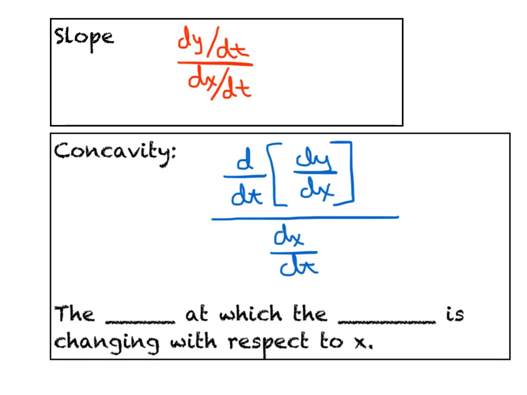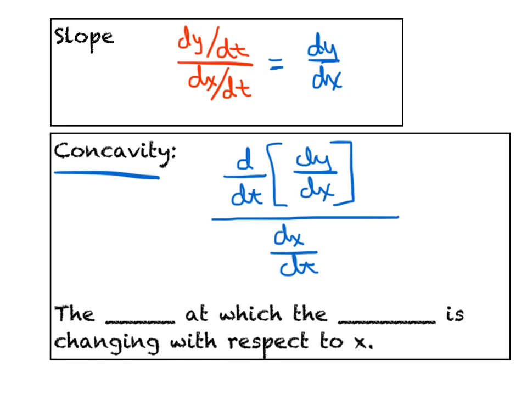For my slope, I said it's the rate at which y is changing with respect to time divided by the rate at which x is changing with respect to time. Certainly that simplifies to dy/dx, which is rise over run. Now for concavity, and this is the funny one, you take your dy/dx, which you already found, and you differentiate that function with respect to time, and then you divide that by dx/dt, which again is a function that you already know.